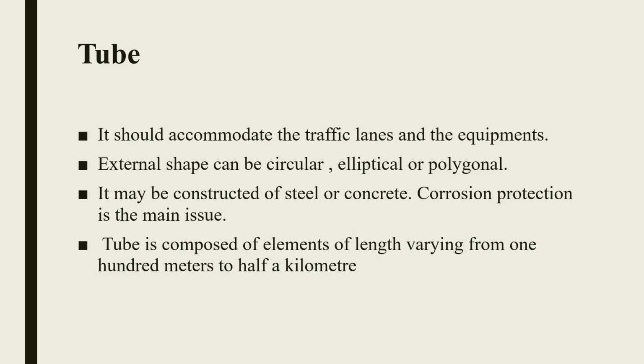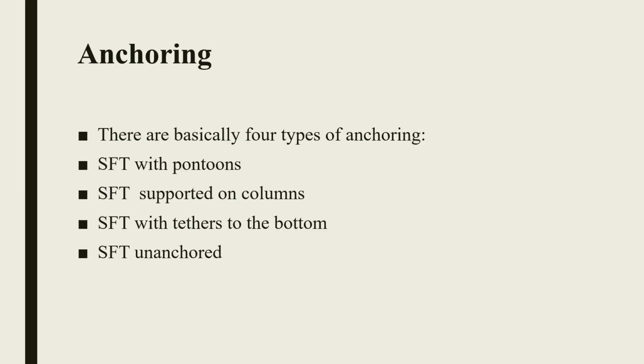The tube is used to accommodate the traffic lanes and the equipment. The external shape can be elliptical, polygonal, or circular. It can be constructed by steel or concrete. The main issue with these is corrosion. Due to the saline nature of seawater, the corrosion can happen at a very fast rate. So therefore, great care should be taken for the maintenance of tubes.